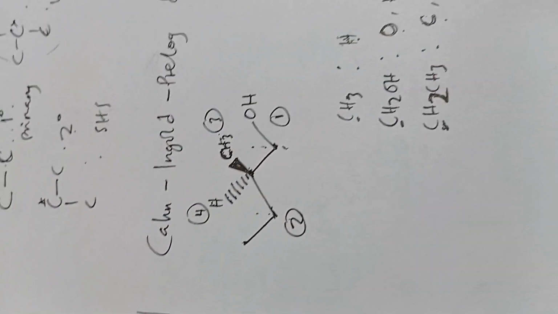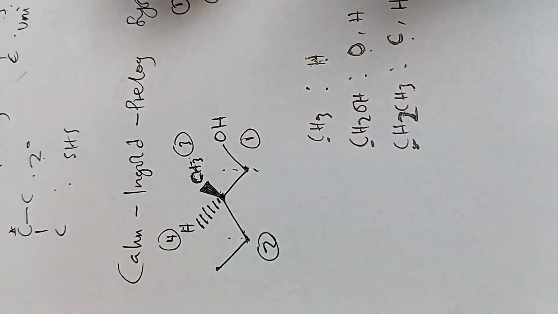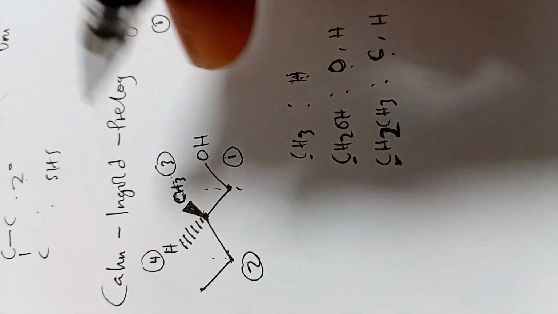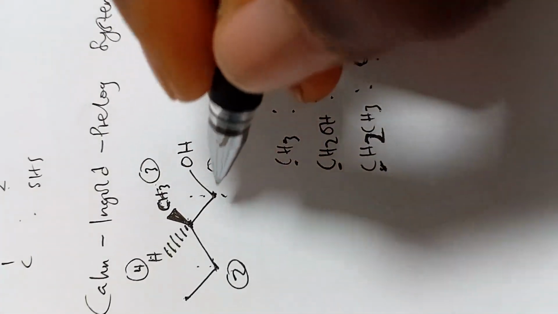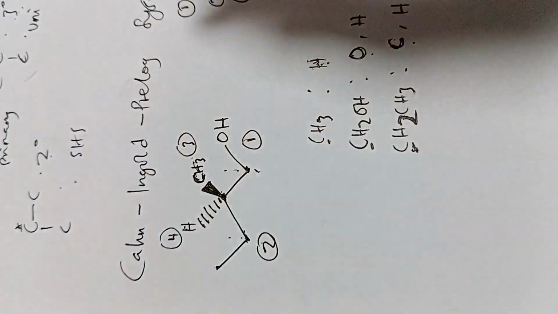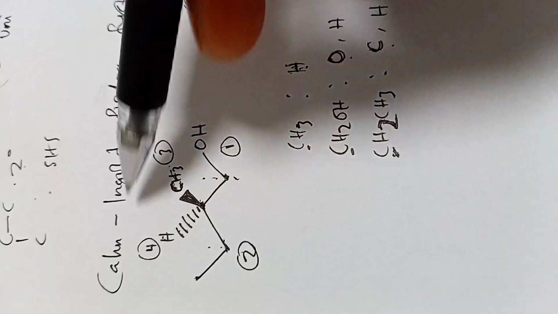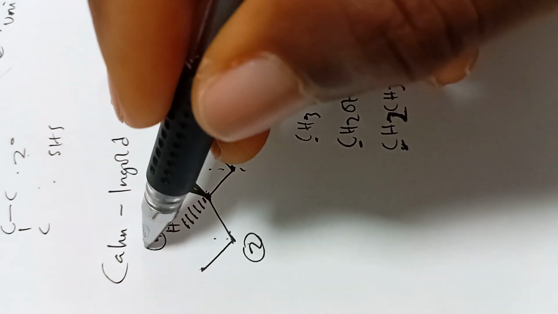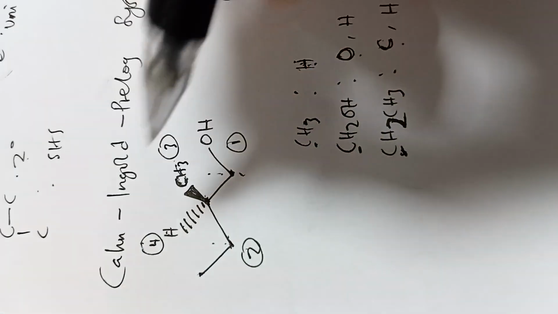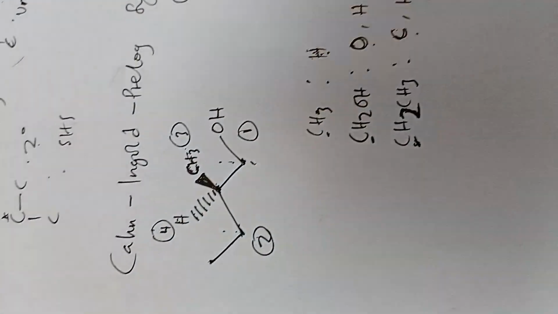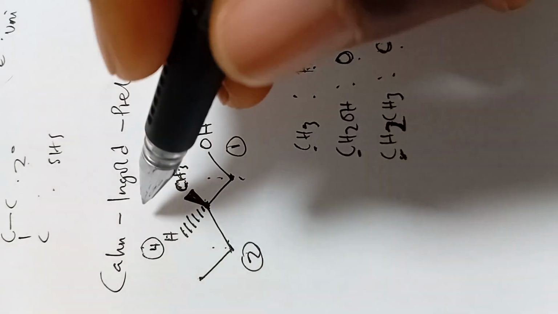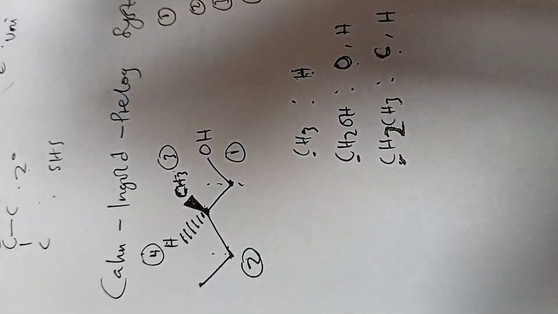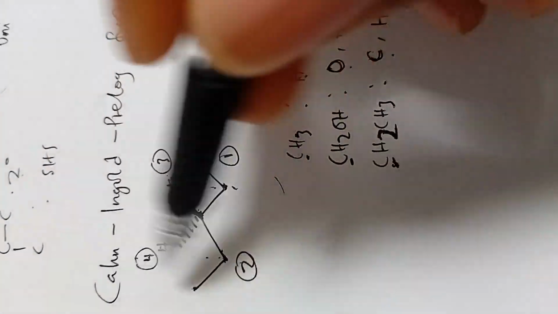So we are done. When we are done, ignore number four and trace the numbers one, two, and three. If you trace it, we are going this way. That's clockwise, right? But there are a lot of rules governing this. I'm going this way because my lowest priority, number four, is on the broken wedge, so I'm free to go this way. But I'll do a whole video on the Cahn-Ingold-Prelog system and give you all the rules.